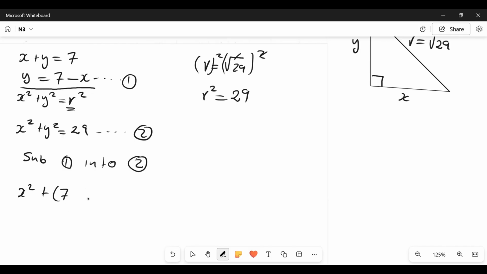So it's going to be 7 minus x, but let's not forget this y here, it is squared, so we need to square this, and all this is equaling to 29. So from here we just factorize these things further. So let's create a bit of space again.